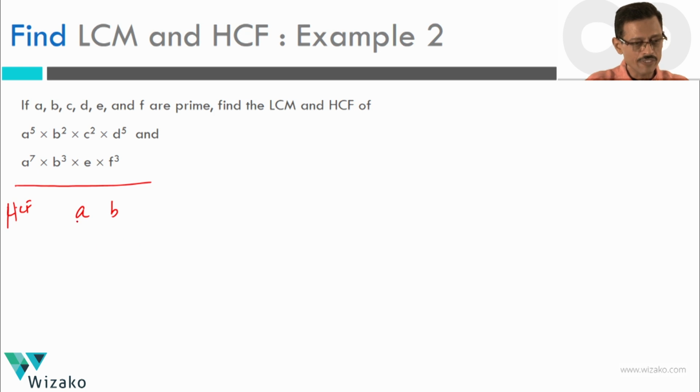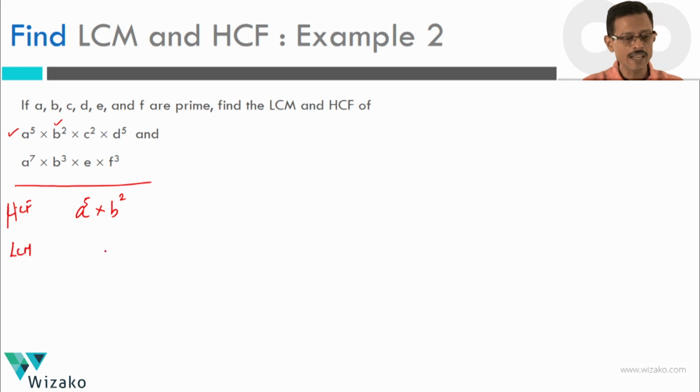What is the highest power of A that can divide both these numbers? It's A power 5. Because A power 7 cannot divide the first number. What is the highest power of B that can divide both these numbers? It's a B square. B cube cannot divide both these numbers. So HCF is A power 5 into B square.